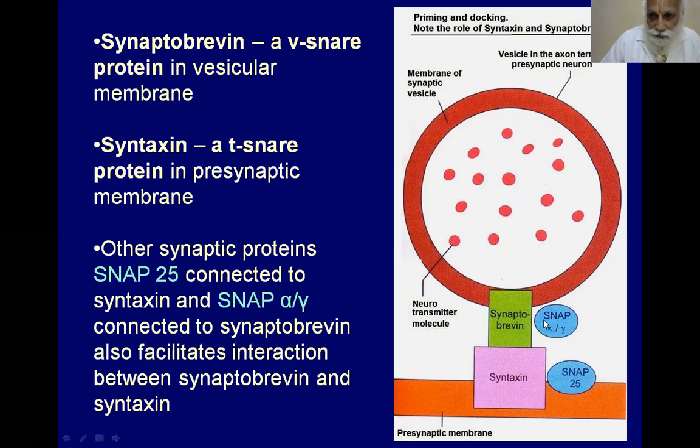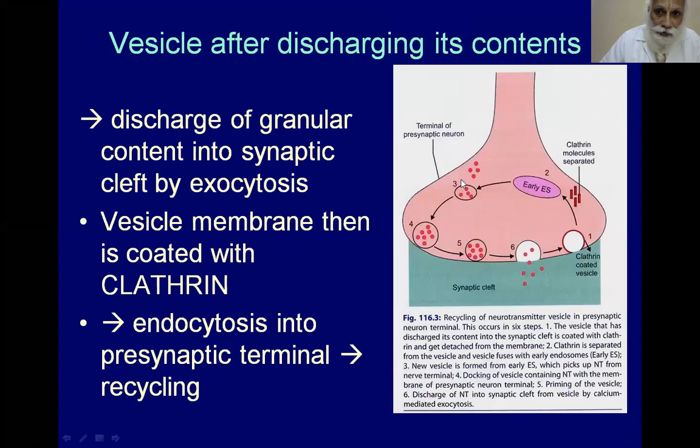Now you also find SNAP alpha and gamma are associated with synaptobrevin, which will facilitate the action. SNAP25 is associated with syntaxin. So mainly these two, and then also facilitated by these two proteins, which are SNARE proteins. The synaptic vesicles get attached with the presynaptic membrane. And then what will happen? When they attach, they open, and exocytosis occurs.